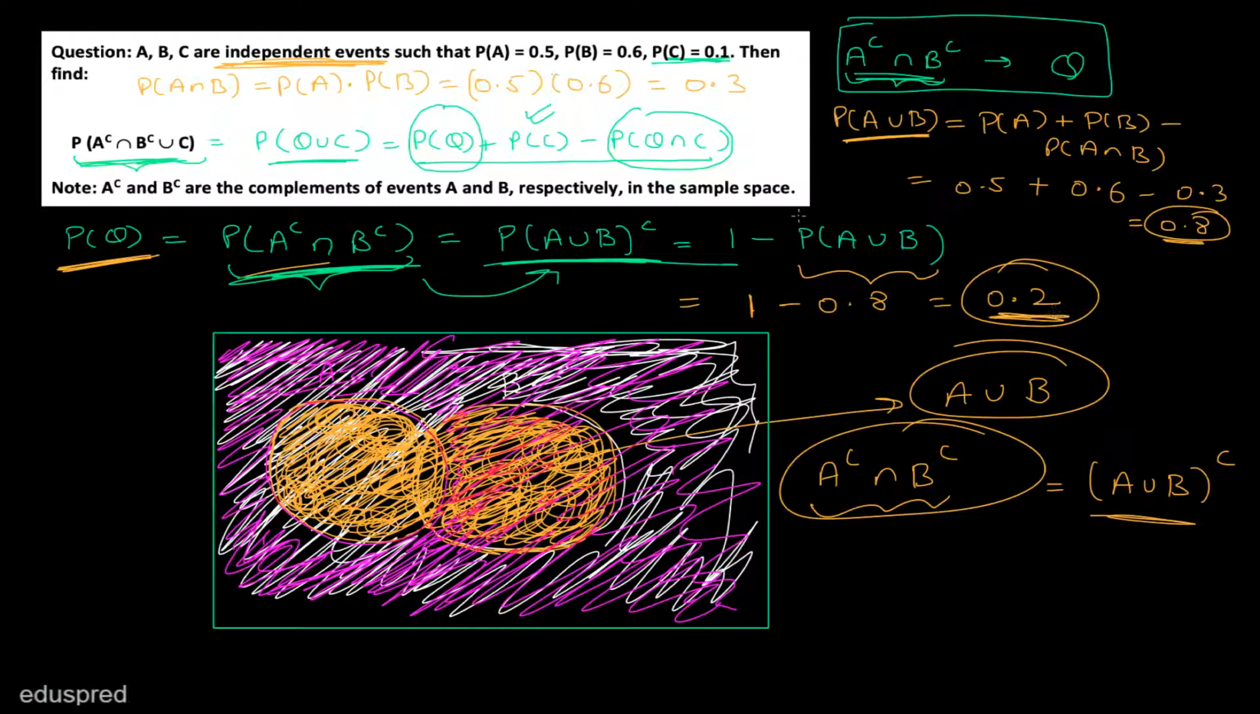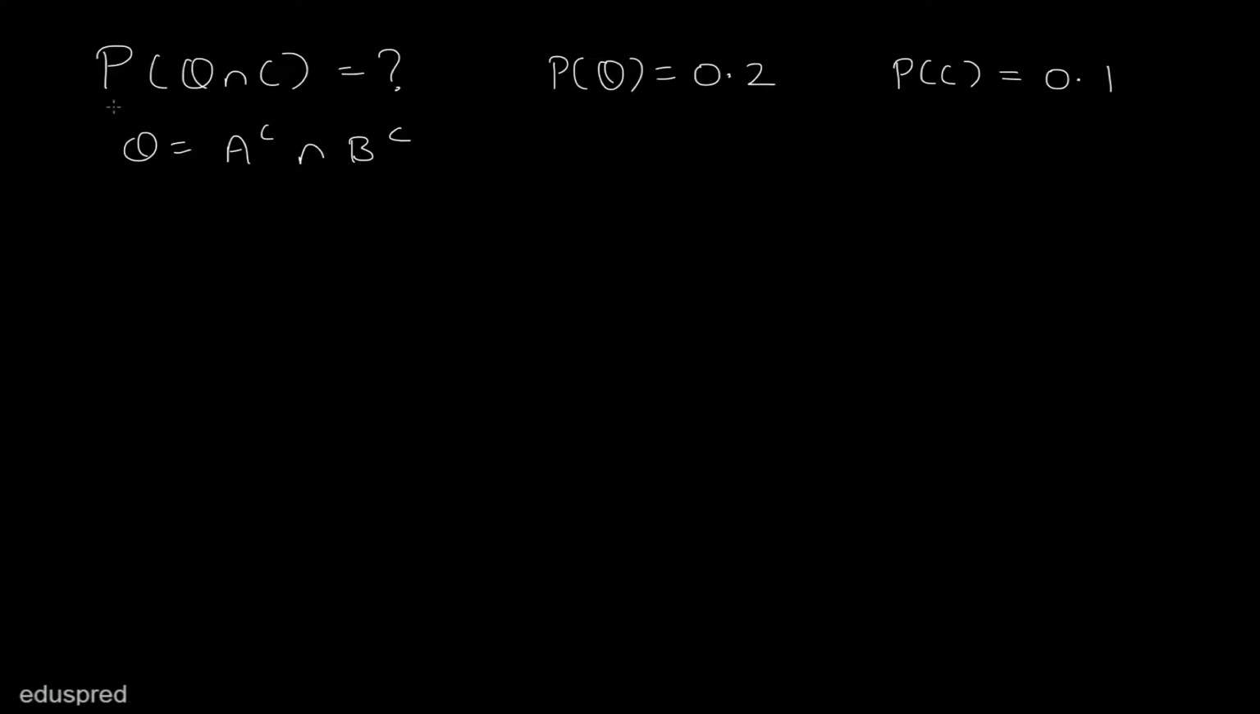Now, when we started this question, I told you we have to figure out three things: probability of Q, probability of C, and probability of Q intersection C. Probability of C is already given, so this is sorted. Probability of Q is something that we just got. It is equal to 0.2. Now, the last thing that we have to figure out is what is the probability of Q intersection C. Now, let's see how we can figure out the probability of Q intersection C.